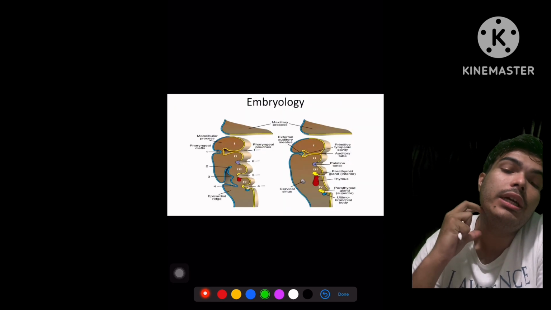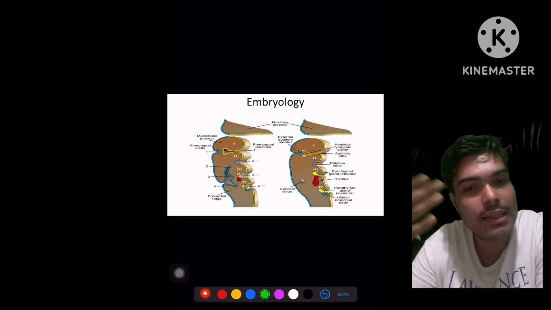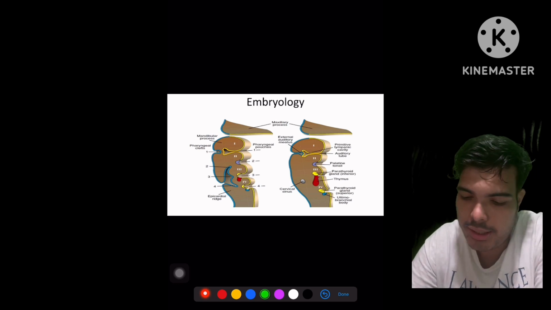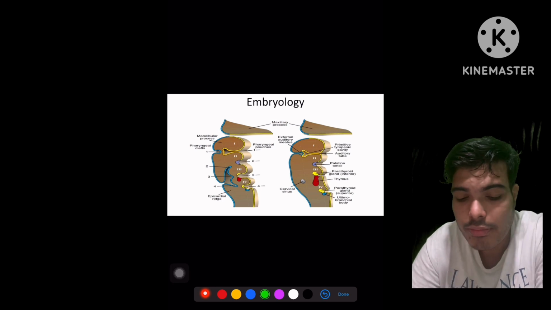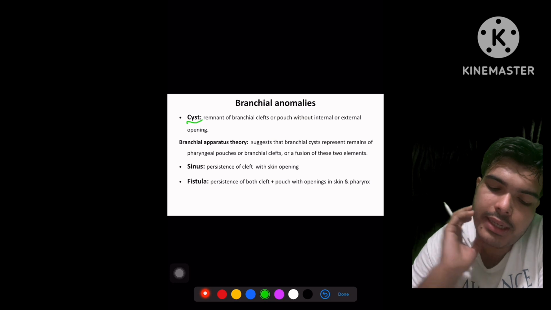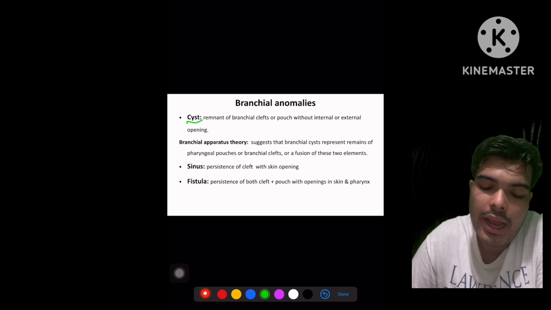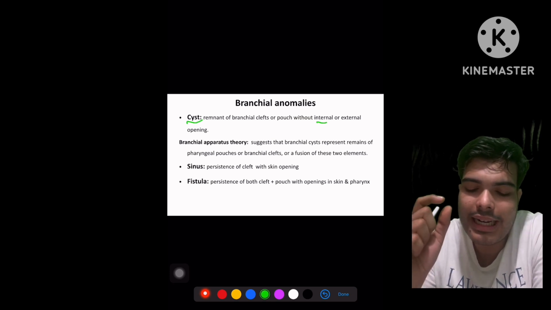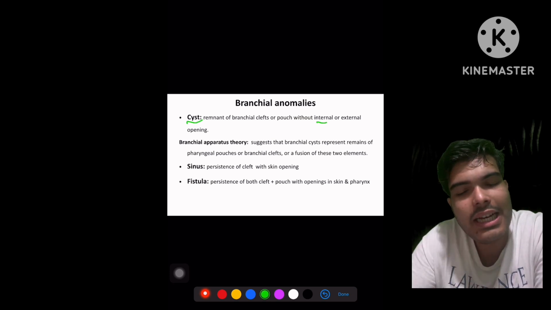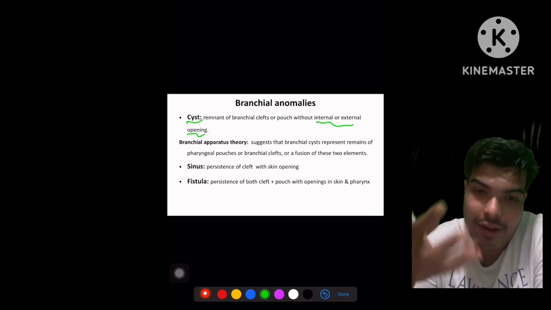It should regress on time, but if it doesn't regress, there'll be a problem. A cyst is actually a remnant of the branchial cleft or pouch without internal or external opening. So it's just a mass. A sinus is a persistence of the cleft with the skin opening. You just have one opening. It's a blind sac and does not have an internal opening.